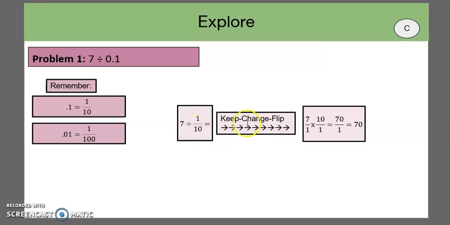The division is what we're going to change. So the division symbol is going to change to multiplication. And we're going to flip the 1/10 into 10 over 1. And when we're done with that, we're going to multiply across, because whenever we're multiplying fractions, we multiply the numerators together and we multiply the denominators together. So this results in 7 times 10 equals 70, and 1 times 1 equals 1. We're just going to do 70 divided by 1, which is just 70.